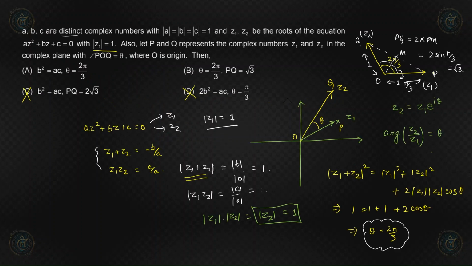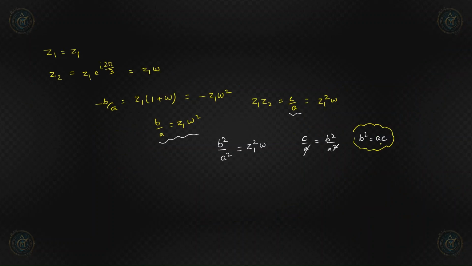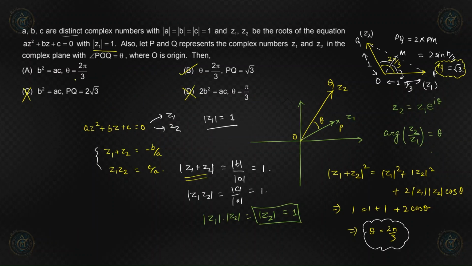Okay, and we also had this PQ equal to root 3. So this again is valuable information. So let's check the options. We have theta equal to 2 pi by 3, PQ equal to root 3. So this will be option B, right? And then we have B square equal to AC and theta equal to 2 pi by 3, right? So option A will also be correct, which means our correct options in this case will be option A and option B.